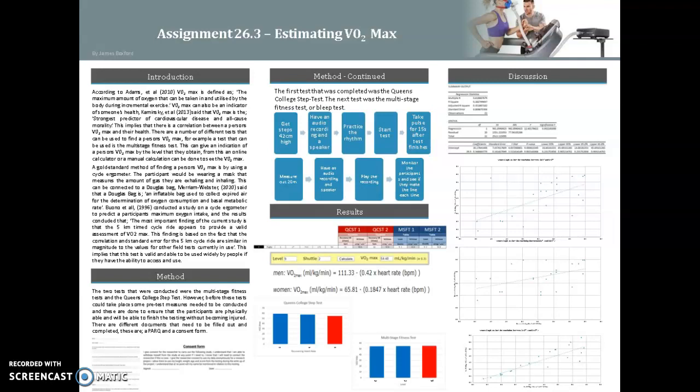So the second graph down, the second scatter graph, is the results from the first Queen's College step test and the second Queen's College step test. As you can see, there is not a very strong correlation here at all. It's almost like there's no correlation. It's very uncertain, and therefore it's very hard to say how accurate these tests have been. This could be down to a whole number of different measures, for example, different extraneous variables. But overall, it could be said that this test is a very weak test for retest reliability.